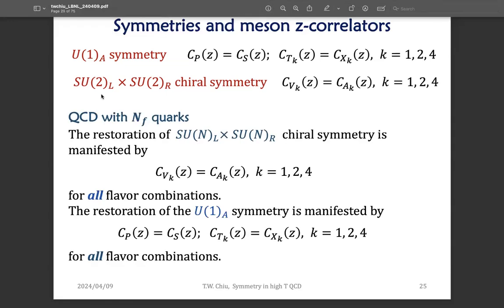Now, let me extend to SU(N) QCD. The restoration of SU(N) times SU(N) could manifest if I have this degeneracy for all flavor combinations. You have your NF quarks, and you have to go through all the combinations, all pairs of these quarks, and see if this degeneracy is established. The restoration of the UA(1) symmetry of these NF quarks will also require the degeneracy for all flavor combinations. So we just go over all the subgroups.